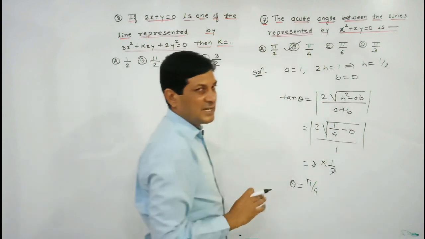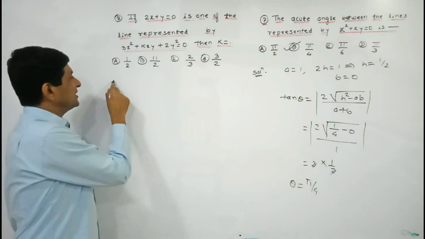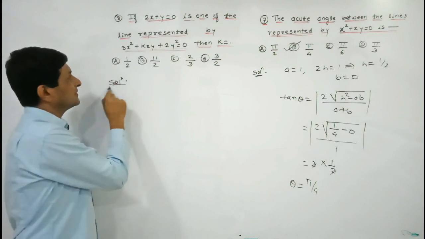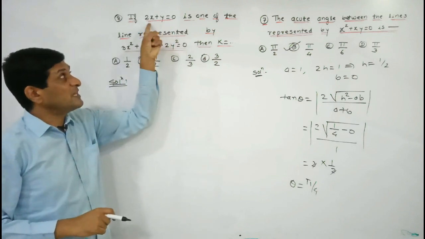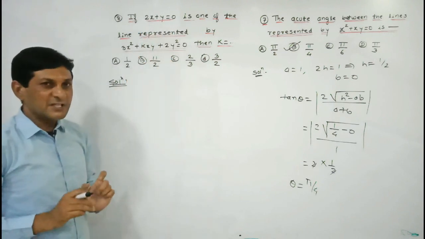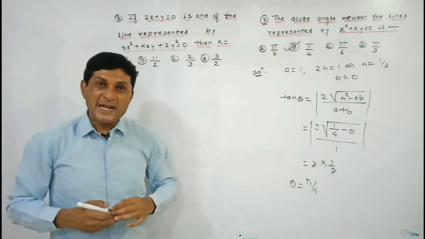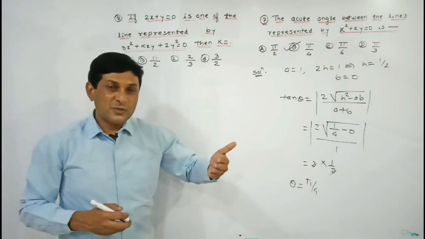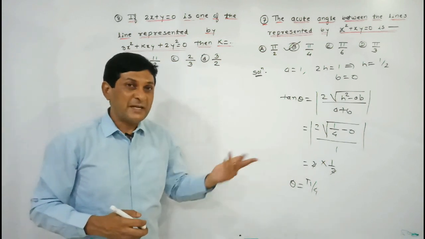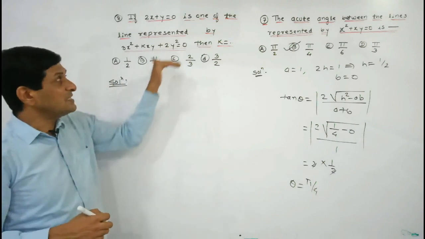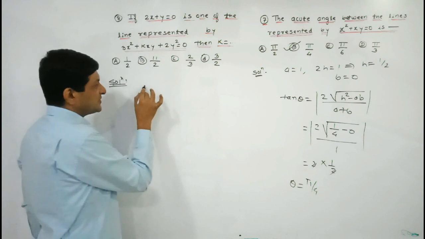So here theta is equal to pi by 4 is the angle between the lines. Now here we are finding the value of k using the condition that this is one of the lines represented by this homogeneous equation. Whenever one line represented by a homogeneous equation coincides with, is parallel to, or is perpendicular to a given line, at that time convert this homogeneous equation into auxiliary form. Auxiliary form means in terms of m.